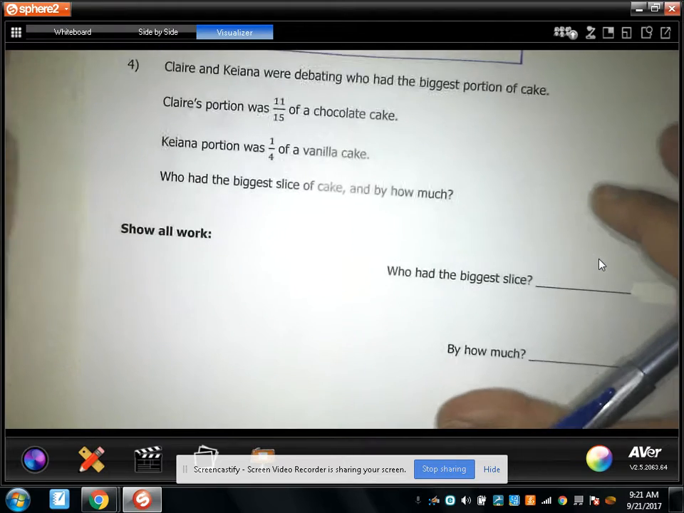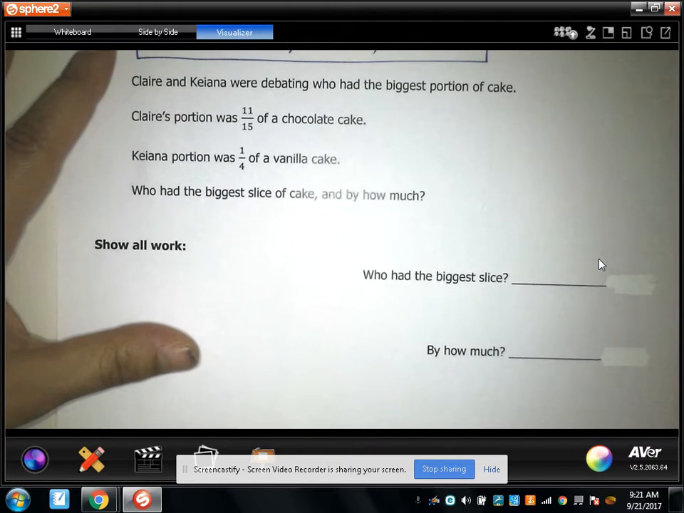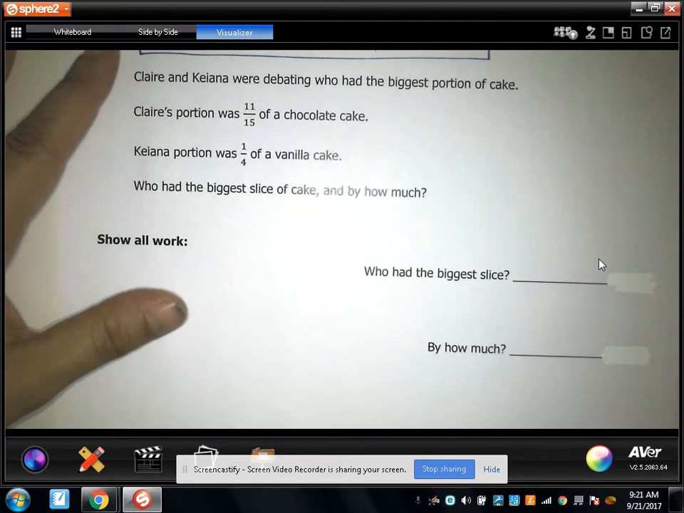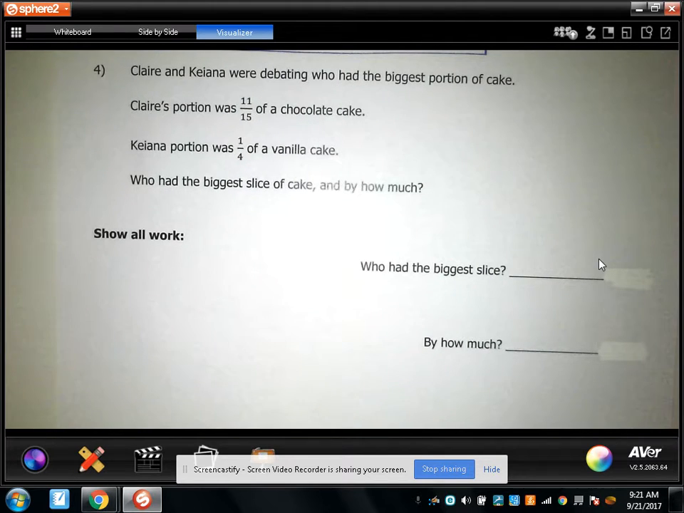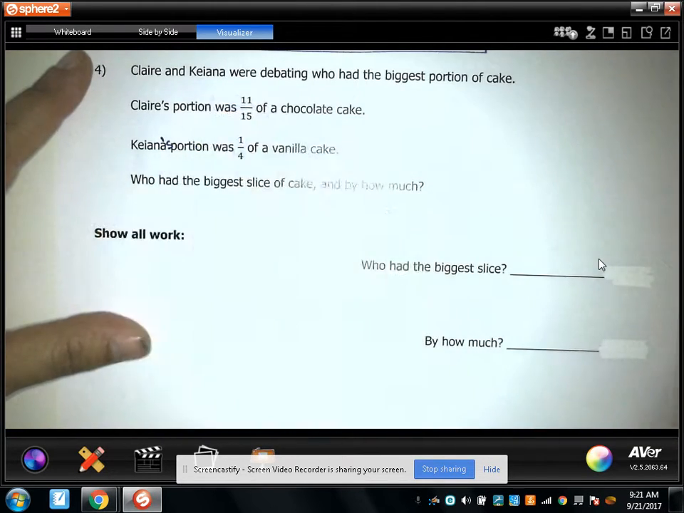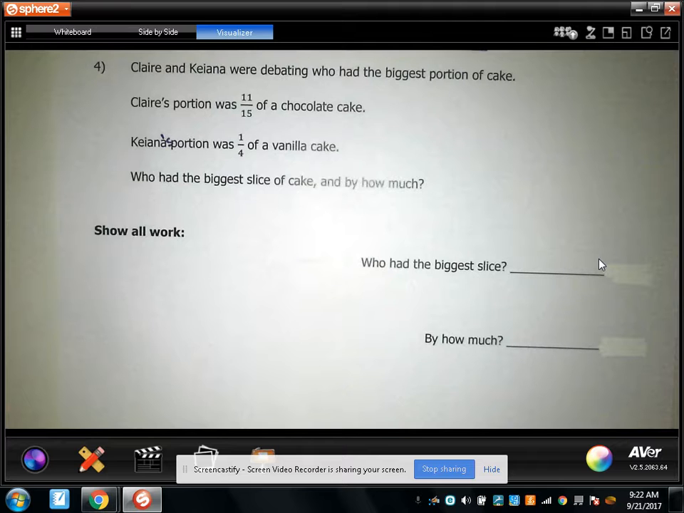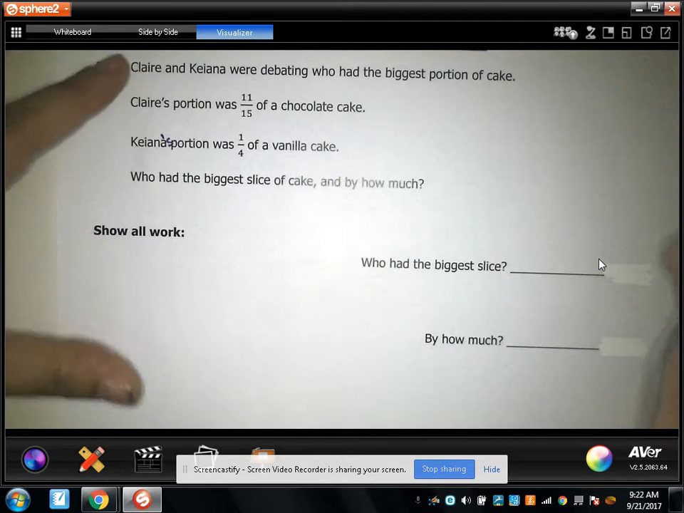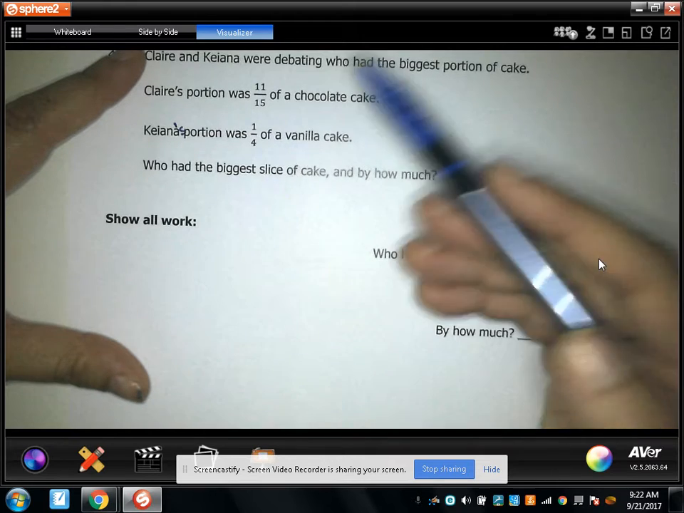Claire and Kiana were debating who had the biggest portion of cake. Claire's portion is 11/15 of a chocolate cake, and Kiana's portion was 1/4 of a vanilla cake. Who had the biggest slice of cake and by how much? Now, these are difficult to compare because they have a different denominator.